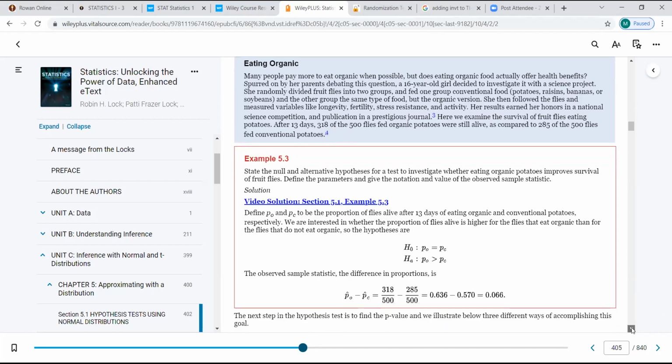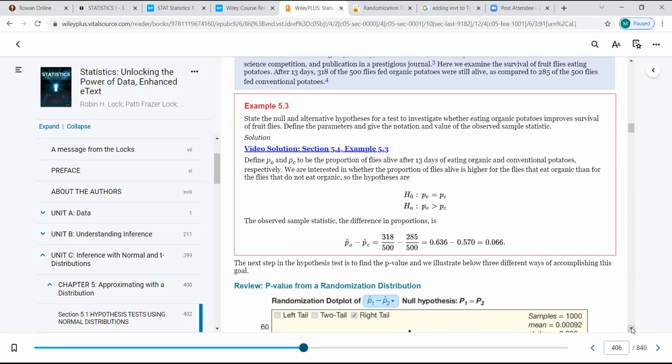Now, the actual sample statistics are listed down here. Notice that we're interested in the difference between the organic group's proportion and the conventional group's proportion. This is the sample version of it. For the organic group, the proportion is 318 divided by 500, and for the conventional group, 285 over 500. We subtract their proportions, and we get 0.066. So that's the difference in proportions for that one sample, 1,000 flies, 500 eating organic and 500 eating conventional, right?